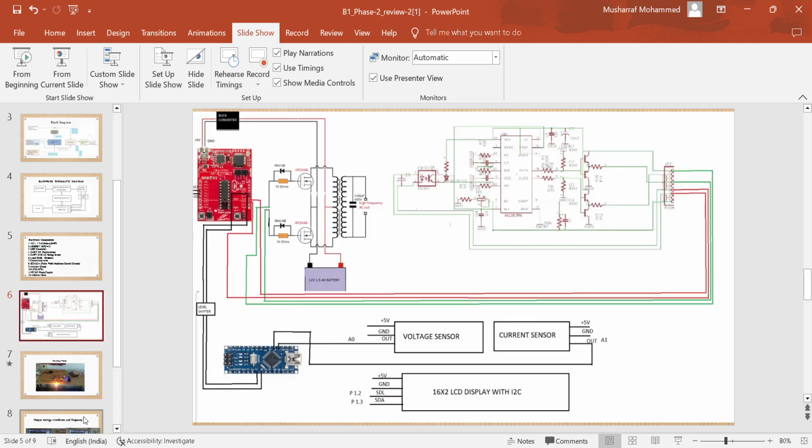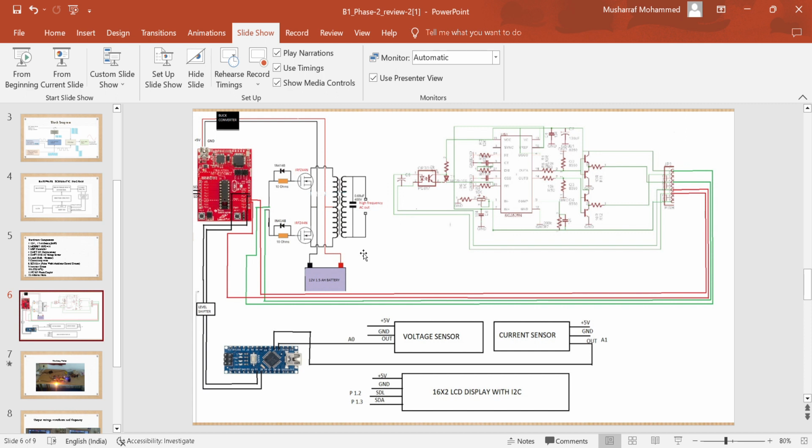And this is our circuit diagram, what we have done and what we have used. This is our MSP, this is the Nano, and this is the SG3525 PWM circuit diagram. These are the connections, and this is the voltage sensor, current sensors, and LCD. From this, at the beginning, we supply a 12 volt supply to the buck converter.